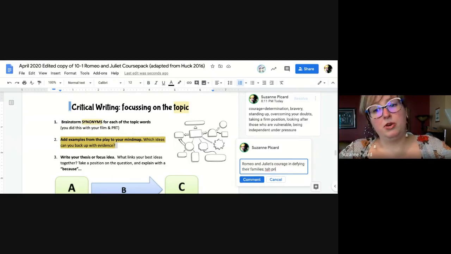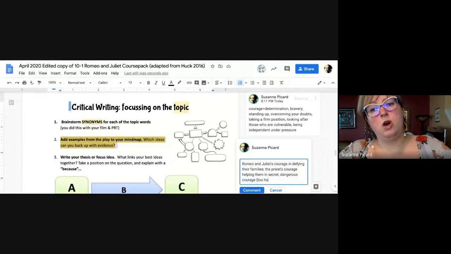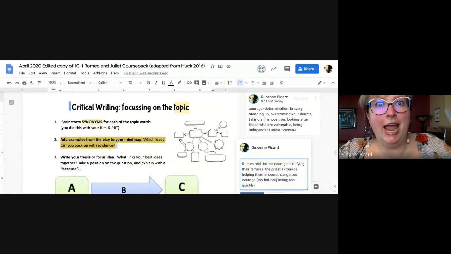right? The priest's courage helping them in secret. I could talk about him as a person who's courageous. I could say dangerous courage, too hot, acting too quickly. And by hot, I better fix that up and say too hot-headed. So you know what I mean there.